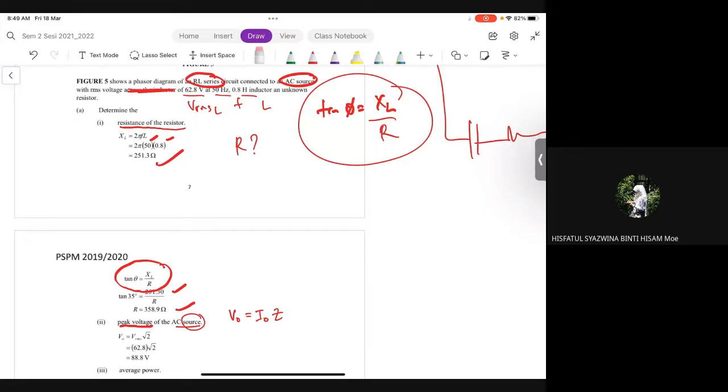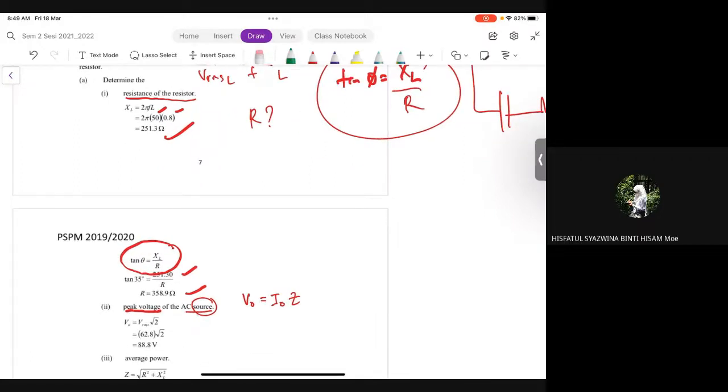Buang perkataan across tu. So kalau betul tak ada perkataan across tu, yes, betul. Baru kita boleh buat guna formula ni lah. So itu VRMS untuk semua tu. So bahagi je lah, because VRMS equals to V0 over square root 2. So betul lah, you akan dapat 88.8 volt.